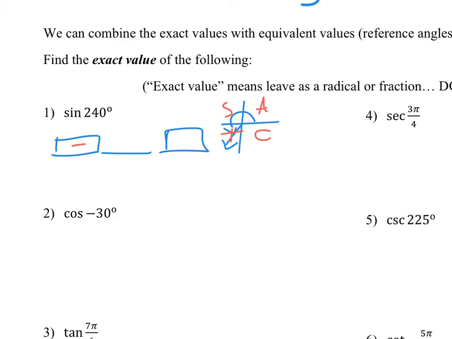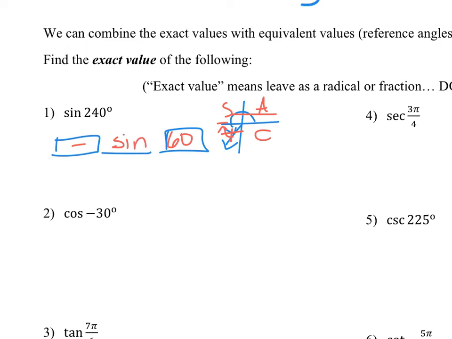Okay, find the reference angle. So I want to go back to 240. From 240 to 180, I want to cut out 180 degrees. So subtract 180 from 240, and I get my 60.